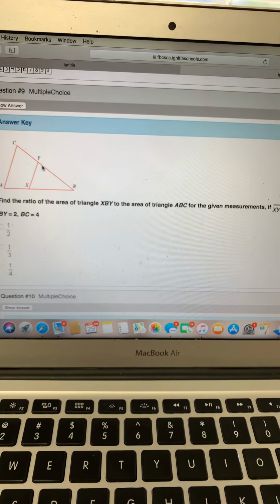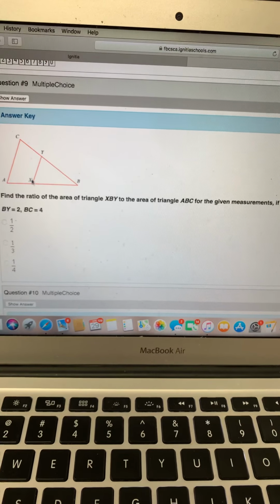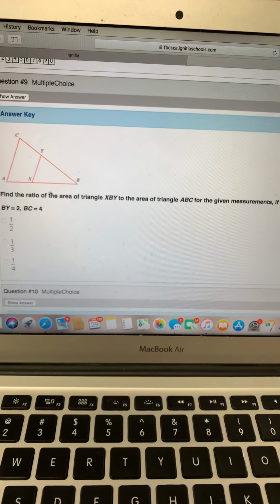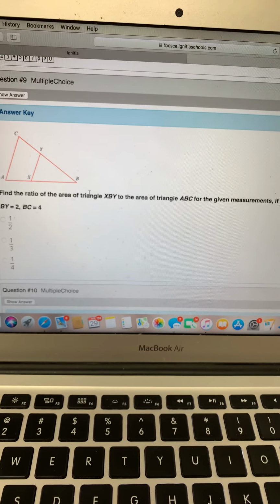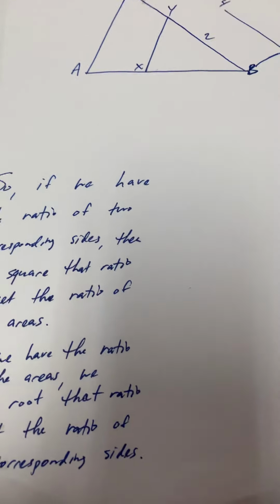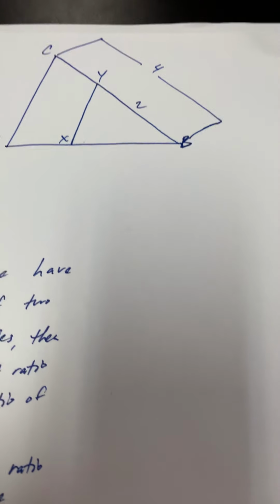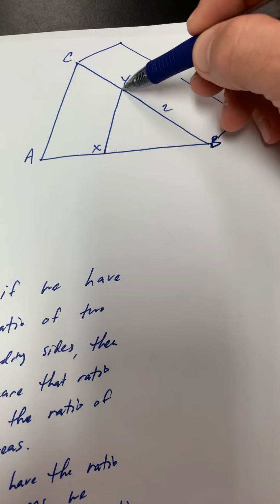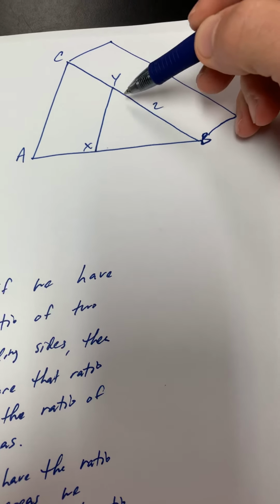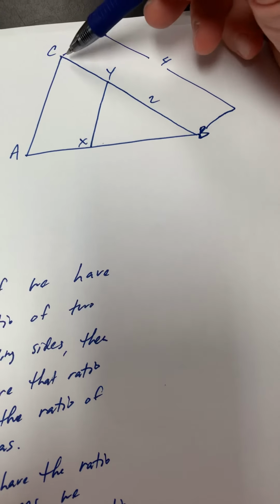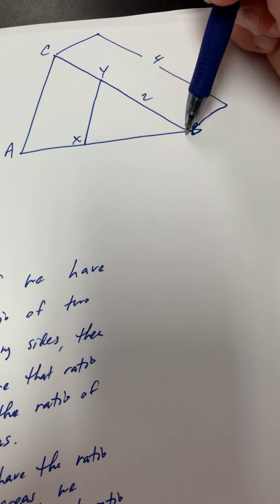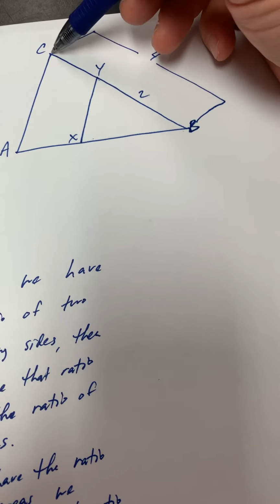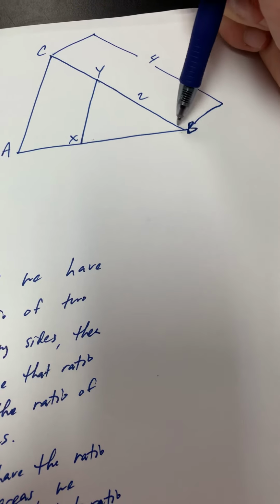that automatically means, based on previous theorems that we've learned, that this smaller triangle is proportional to the larger triangle. They're similar. So we know that this side right here, BY, is the corresponding side with BC. So the whole side of this smaller triangle corresponds with the whole side of the larger triangle.